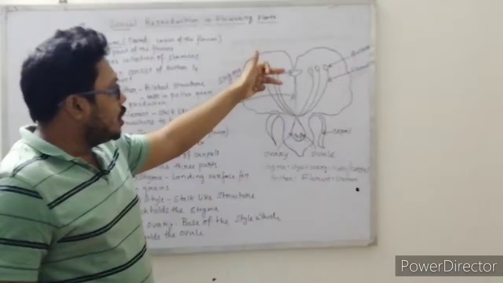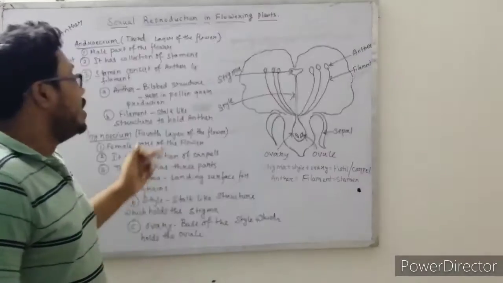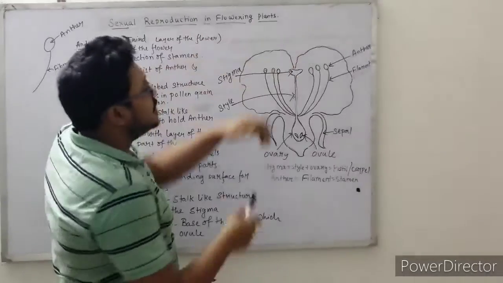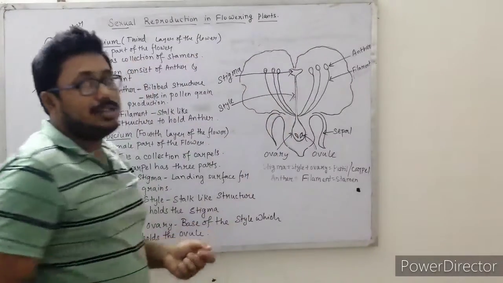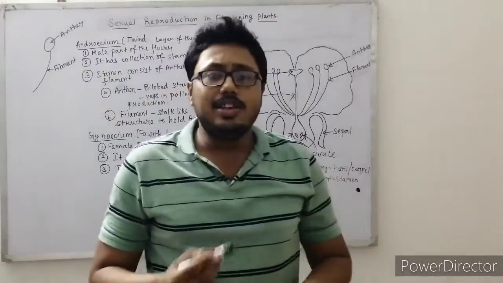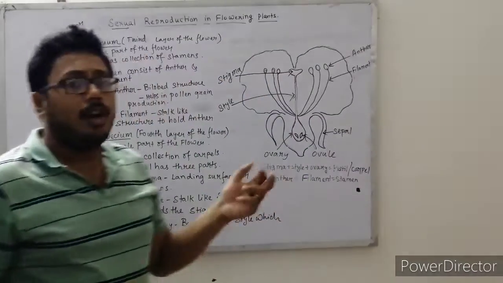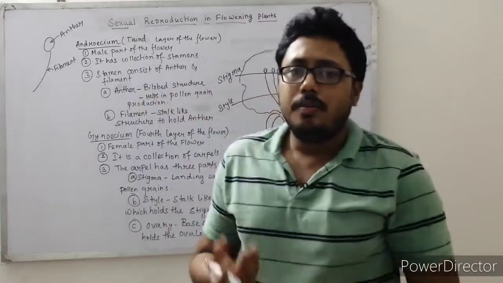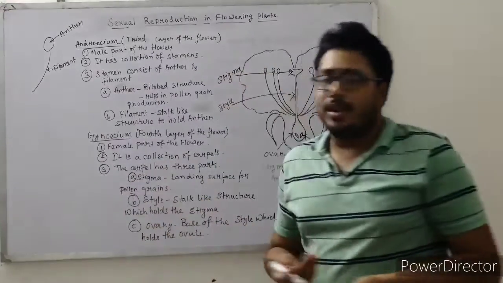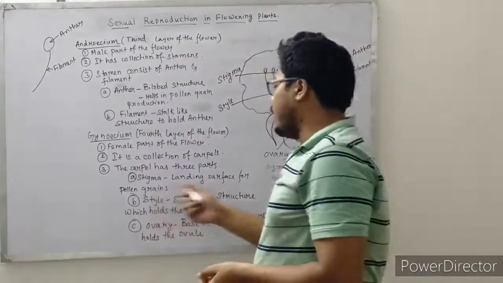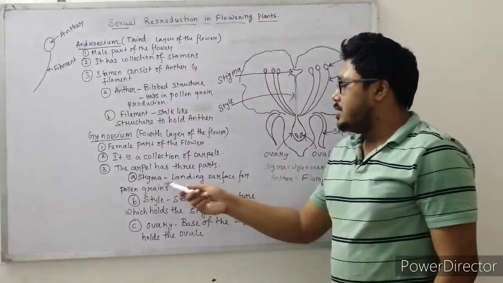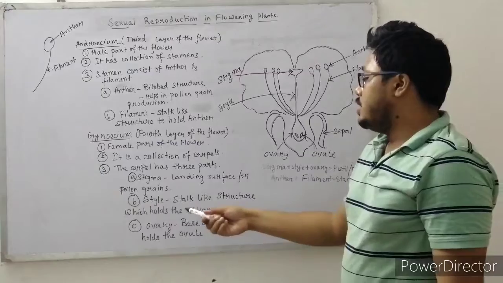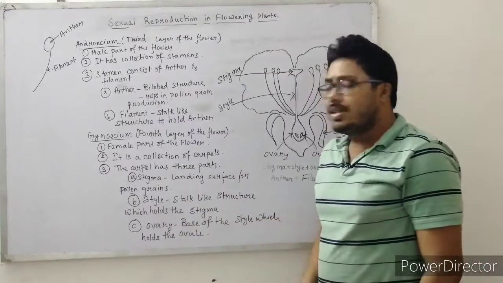And what is the function of this style? Style is a stalk-like structure that holds this stigma. The function of style is to hold the stigma. The function of stigma is to provide a platform for the pollen grains to land. So I have written here that stigma is a landing surface for the pollen grains. Style is a stalk-like structure which holds the stigma.